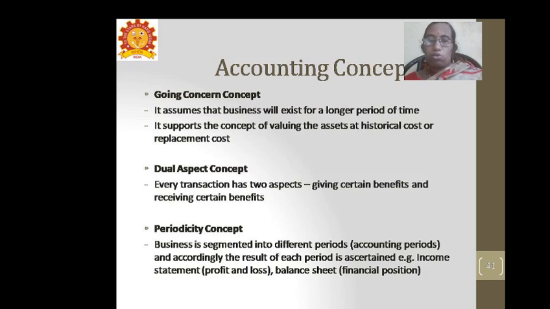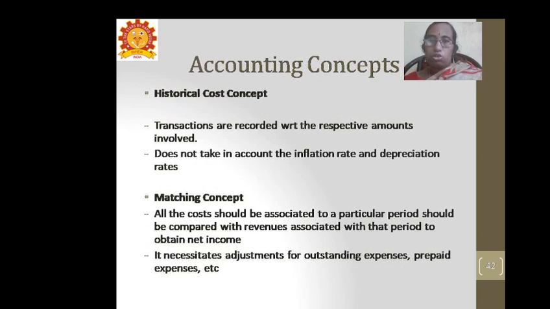The next concept is the periodicity concept. We have already stated the accounting period concept, which runs from 1st April to 31st March. This is the accounting period in which all the transactions of the business are ascertained. Then the next concept is the cost concept or the historical cost concept, where transactions are always recorded at the amount that is incurred, and it does not take the inflation rate or the depreciation rate into account.